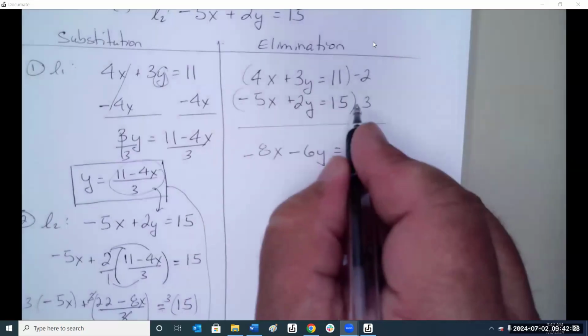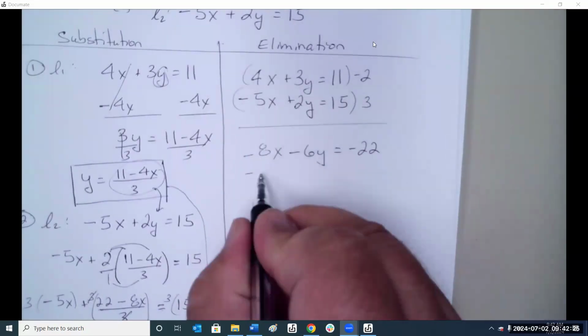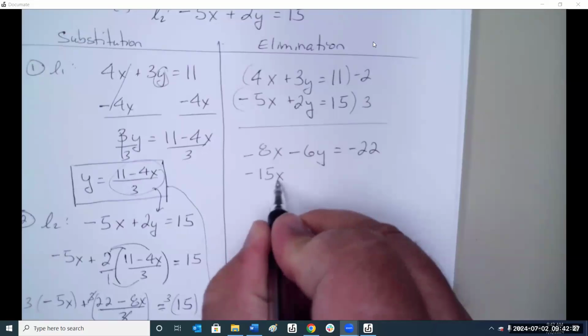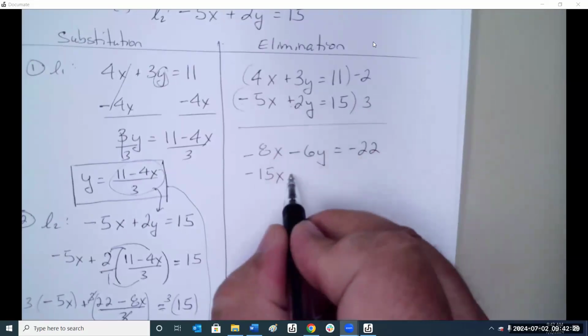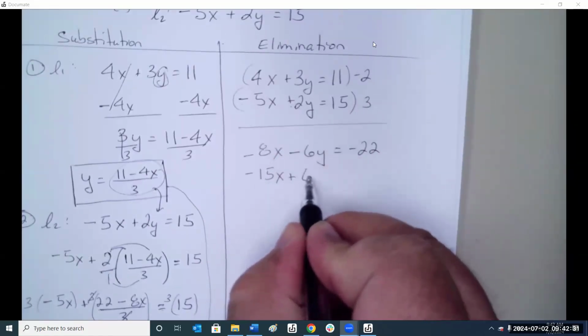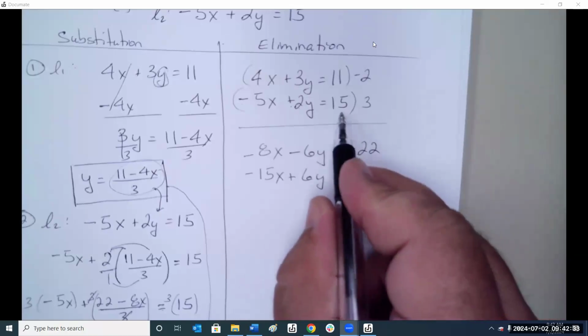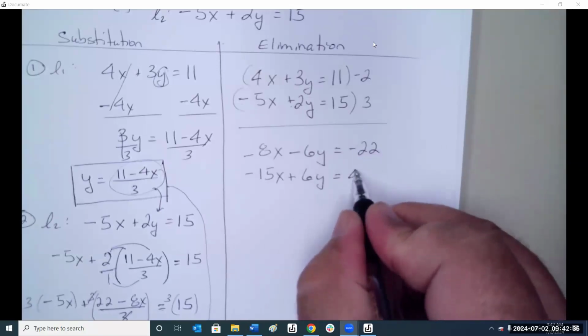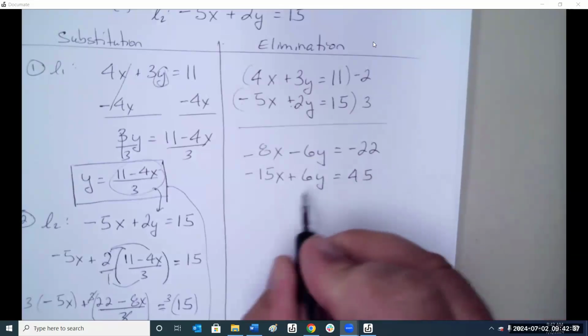Positive 3. Negative, positive is negative. 5 times 3 is 15. Positive, positive is a positive. 2 times 3 is 6. 15 times 3 is 45.